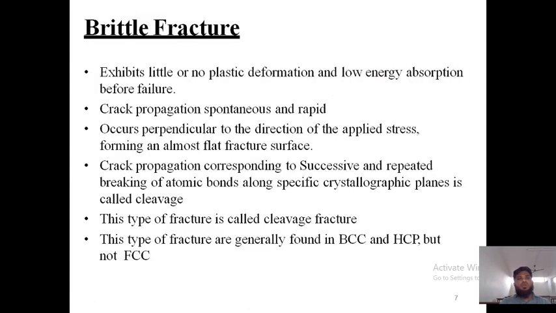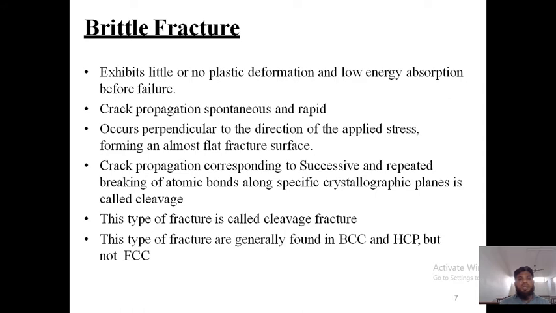Okay. Now if you see brittle fracture, there is no plastic deformation, and there is low energy absorption before failure. It will not hold any energy before undergoing failure. Once you give the energy, it will absorb it and break into pieces. The crack propagation happens spontaneously and rapidly. You can see it with a glass. Once you hit a glass, the glass will break just like that.